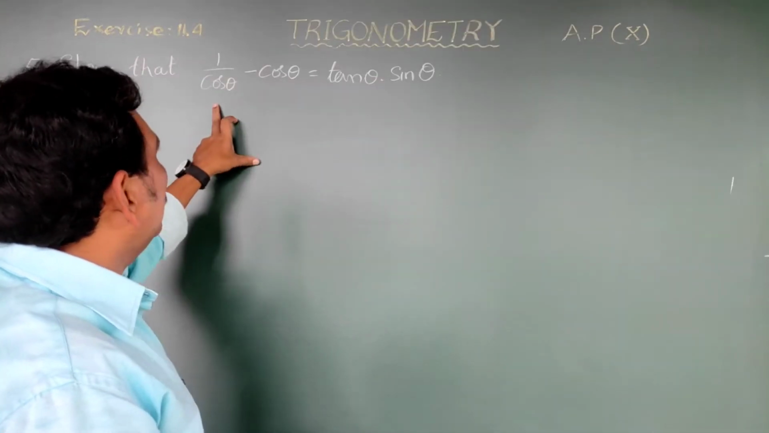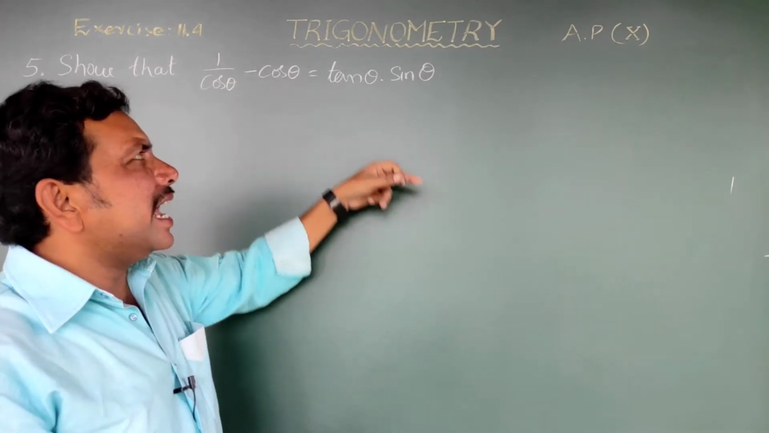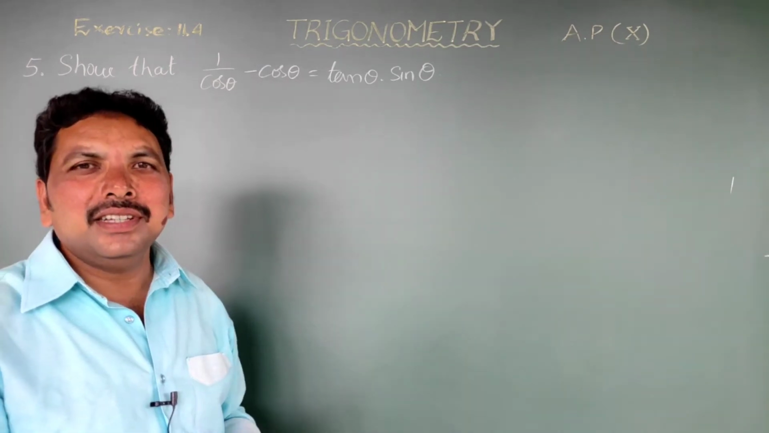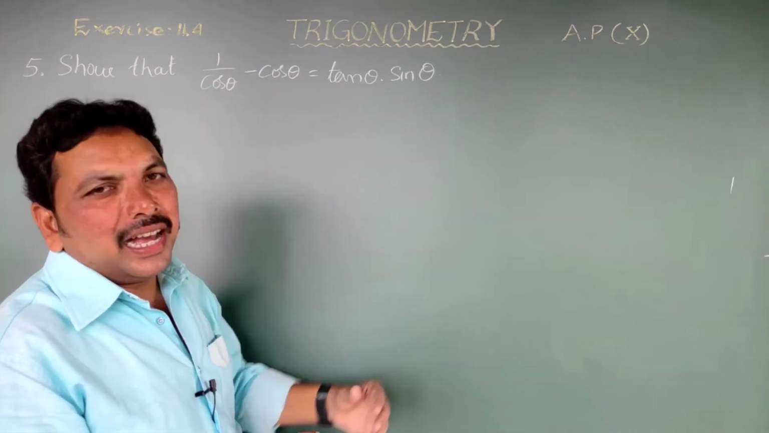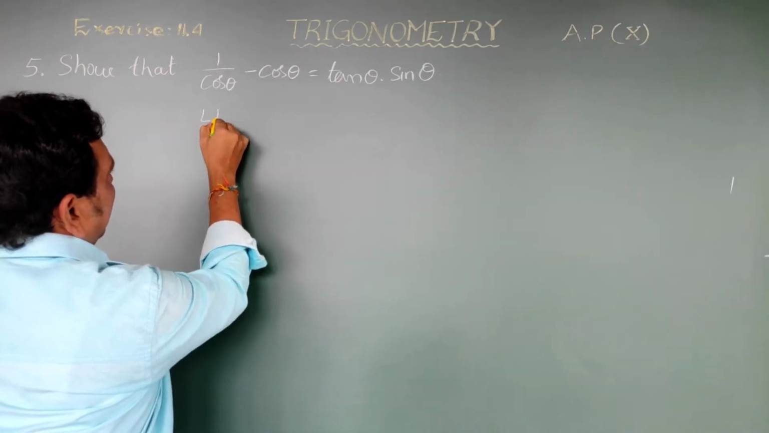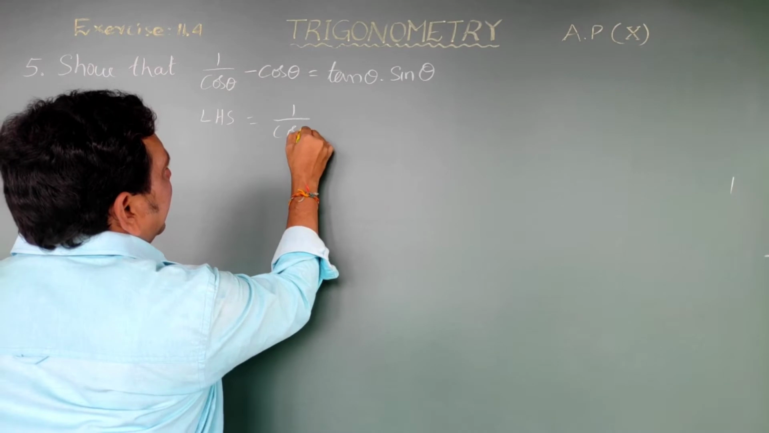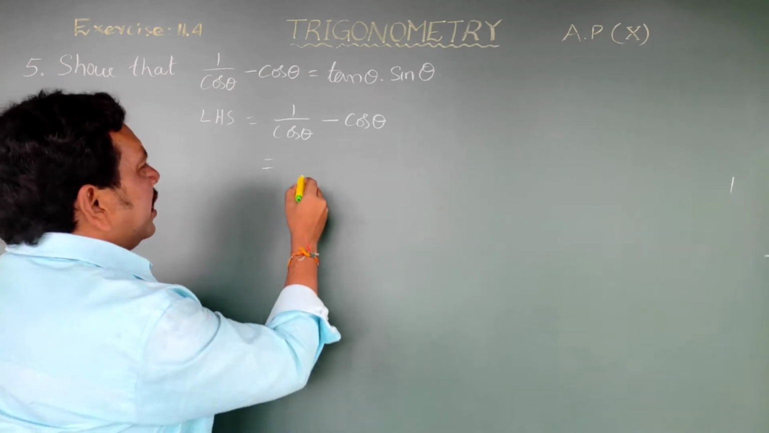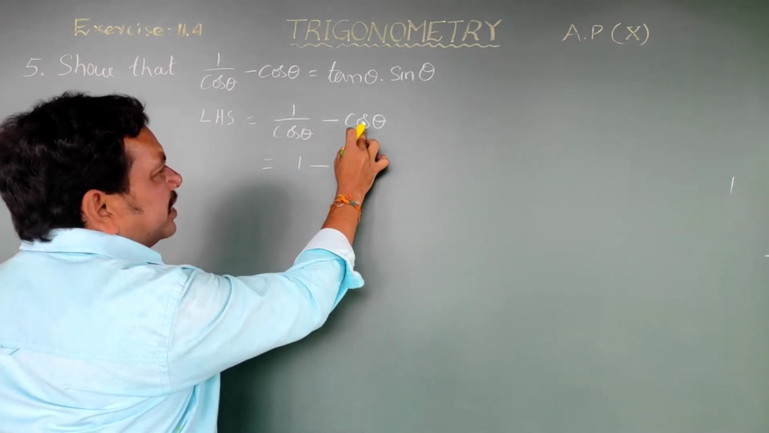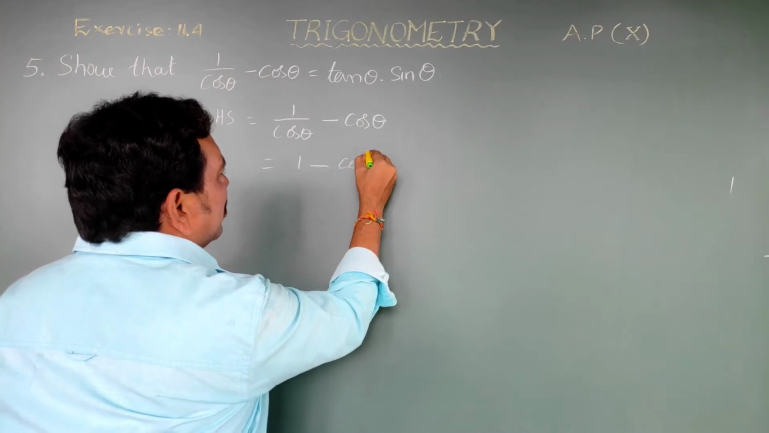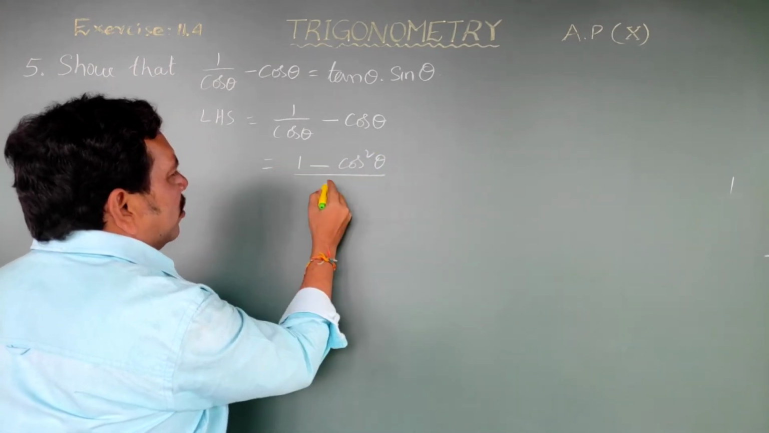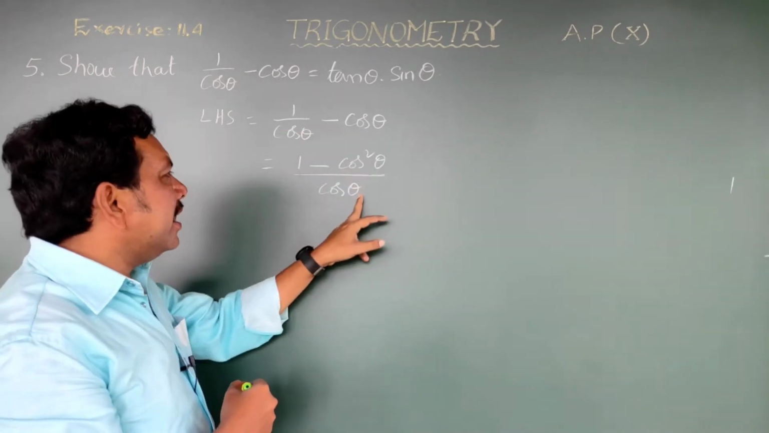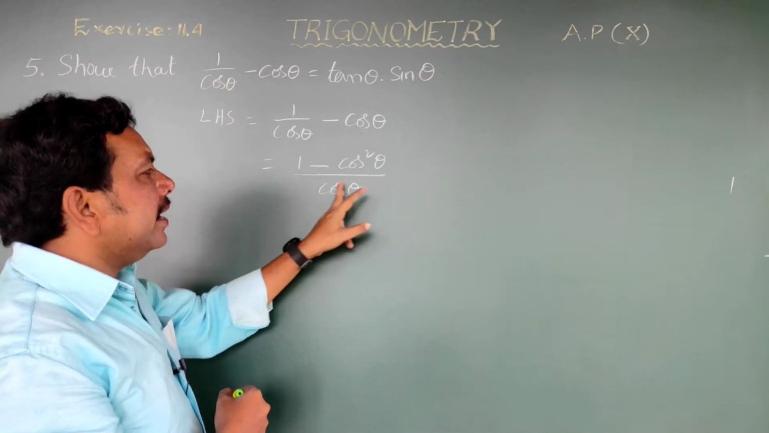Next question. Show that 1 by cos theta minus cos theta is equal to tan theta into sin theta. So for getting an answer, first take LHS again. LHS is equal to 1 by cos theta minus cos theta. So that is equal to, how can you write this one? (1 minus cos theta into cos theta), that will be cos square theta, by whole by cos theta.